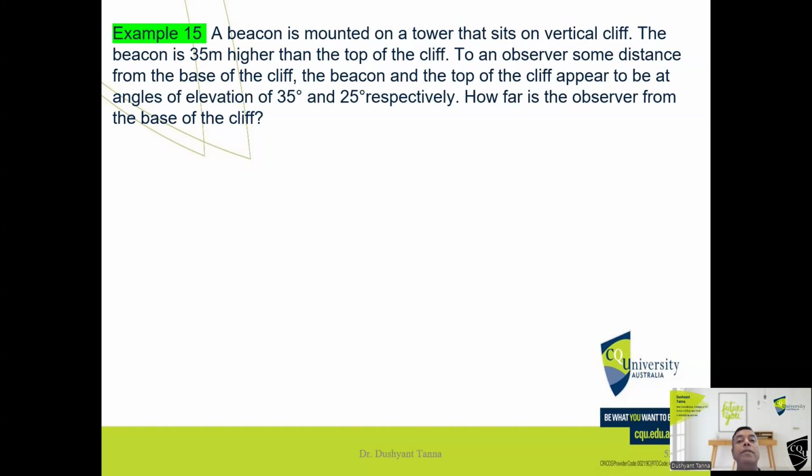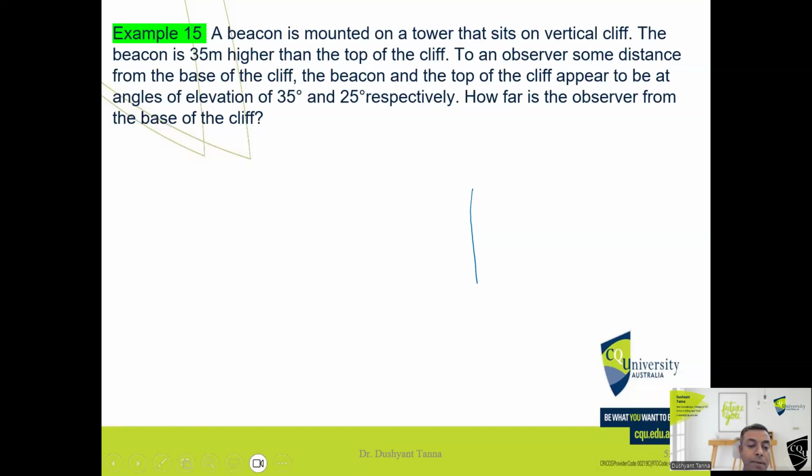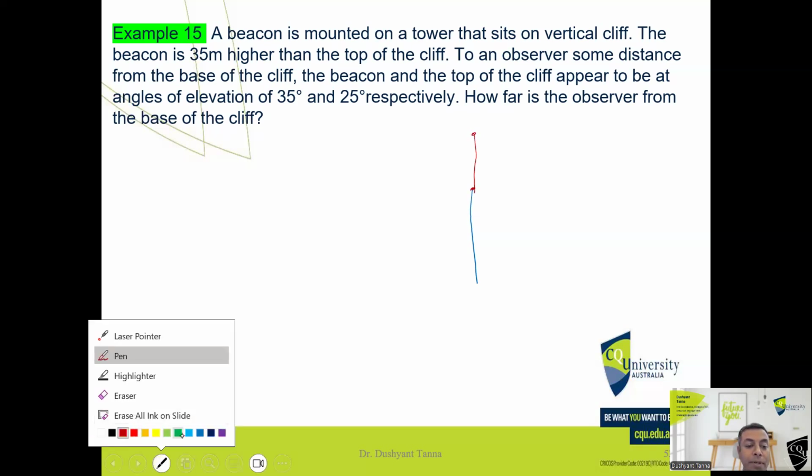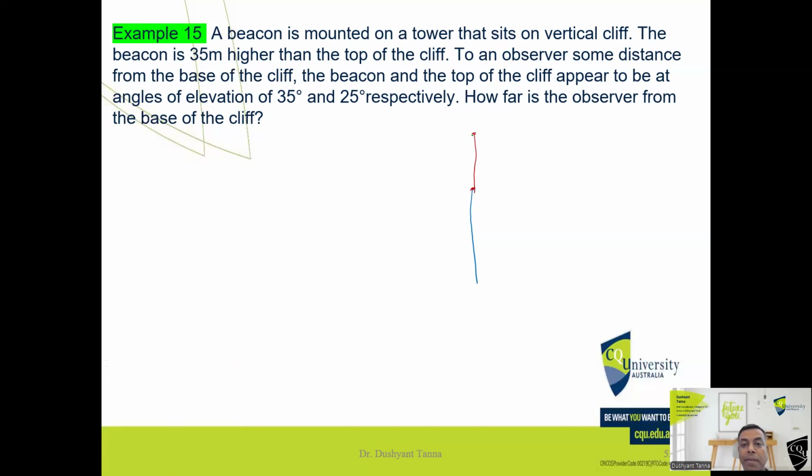A beacon is mounted on top of a tower that sits on a vertical cliff. So there is a cliff, there is a tower, and there is a beacon, right? Okay, so let's start with a cliff. So that's the cliff, right? On top of the cliff, we got a tower. So let's say this is a tower. And on top of the tower, what do we have? We have a beacon, right? So that's the beacon sitting there. That's the tower, and that's the cliff, right?